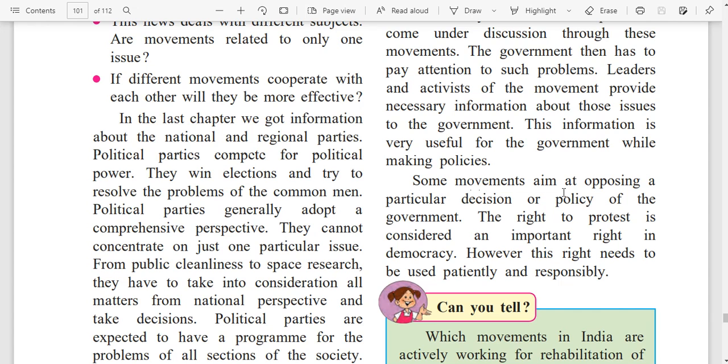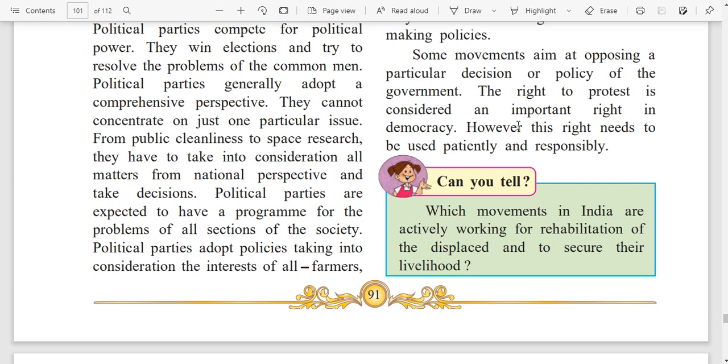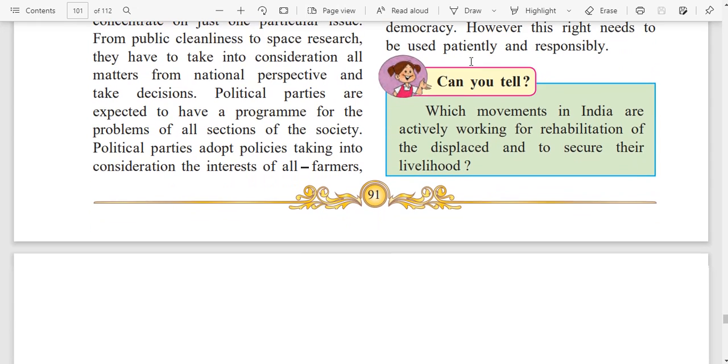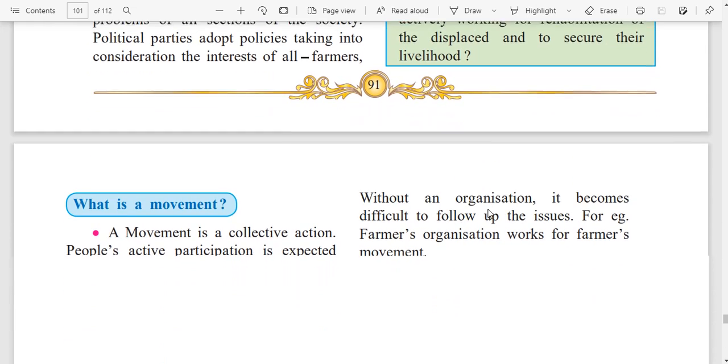Some movements aim at opposing a particular decision or policy of the government. The right to protest is considered an important right in democracy. However, this right needs to be used patiently and responsibly. Can you tell which movements in India are actively working for rehabilitation of the displaced and to secure their livelihood?